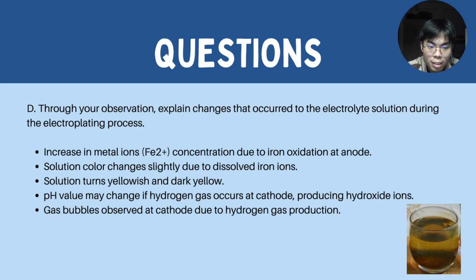The answer will be, to begin, the concentration of metal ions, which is iron ions, in the solution may increase as iron is oxidized at the anode. Besides, the solution changes color slightly due to the presence of dissolved iron ions. From the experiment, it's observed that the color of the solution turns yellowish and then dark yellow, as shown in the picture below. Moreover, the pH value of the solution could change if hydrogen gas occurs at the cathode, also producing hydroxide ions. In addition, gas bubbles are observed at the cathode as hydrogen gas is produced.